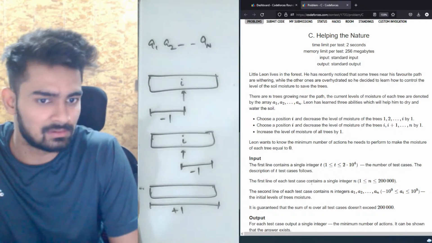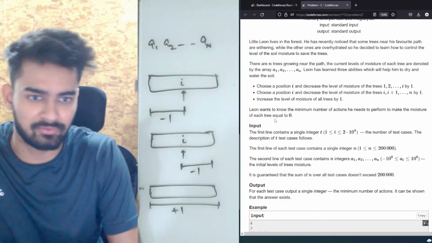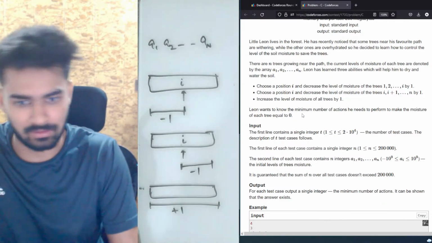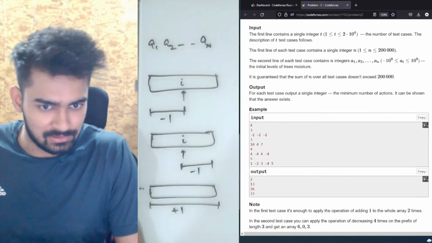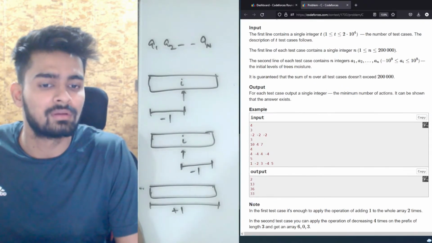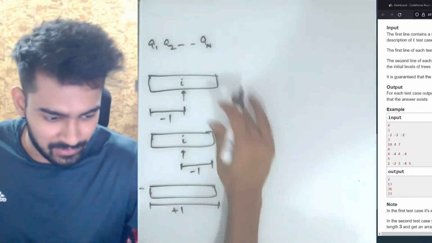Okay. Now, Leon wants to know the minimum number of actions he needs to perform to make the moisture of each tree equal to 0. Okay, that is what we need to do. Okay, let's take an example. Let's take the first example only. I'll first show some examples to give you a better understanding of the problem.